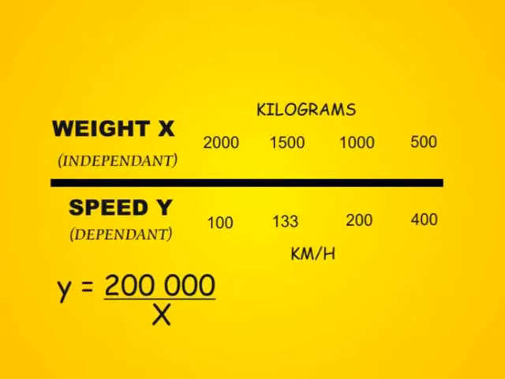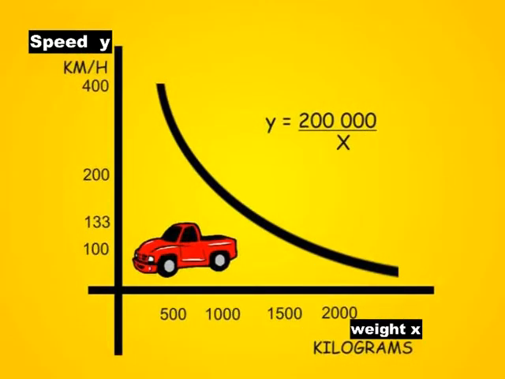This relationship here, if we sketch it on a graph, will look like this. Notice that as x increases, or the weight of the car increases, the speed is lower. Or the other way around, as x decreases, the maximum speed increases. Just a quick note, the equation that depicts the above graph will read y is equals to 200,000 over x, or f of x is equals to 200,000 over x.